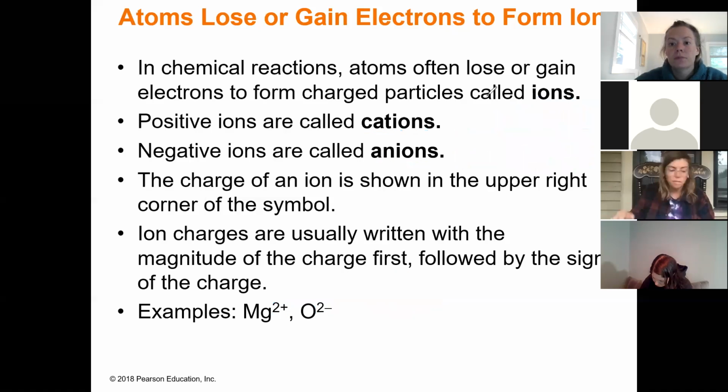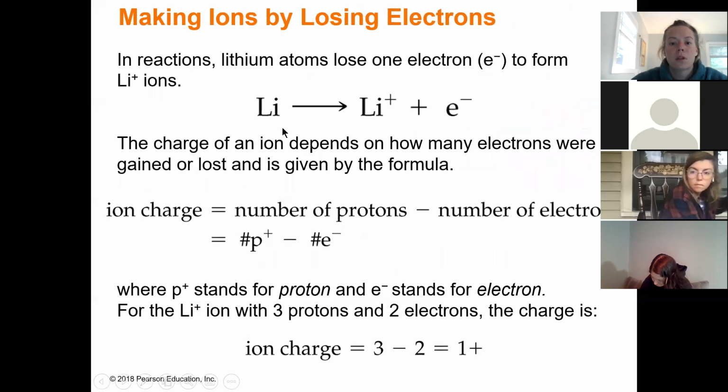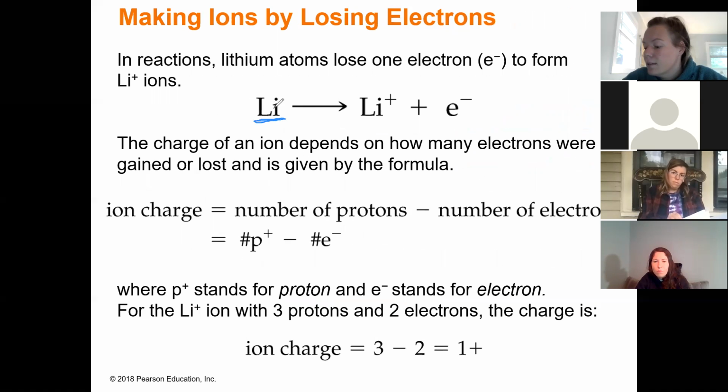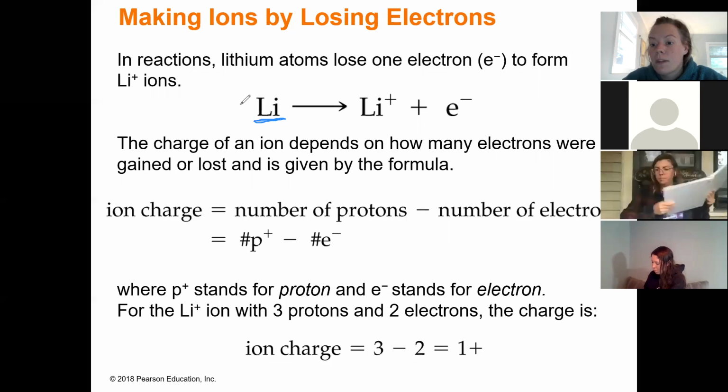So let's look at lithium. Lithium is in column 1. Lithium likes to give up an electron. So over here, we've got lithium. And in this case, how many protons does lithium always have? Look at your periodic chart. What is its atomic number? It's sitting at number 3. So lithium always has 3 protons.